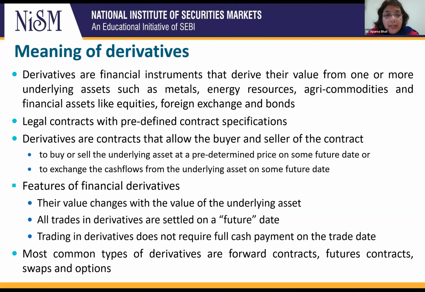What do you mean by contracts? They are agreements, and they are agreements to do something in the future. They are agreements to buy or sell something in the future. So derivatives by themselves are not assets, but they are contracts which are written on some underlying asset. And these assets could be, like we said, metals, energy, agri commodities, and so on. And they have predefined contract specifications.